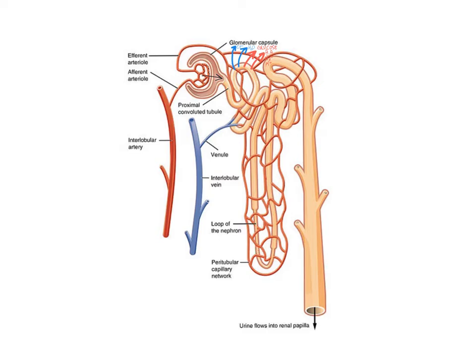This part of the loop, what we call the descending loop of Henle, is going to be permeable to water. That means it's going to let water move in and through this membrane or wall here. And when it does allow water to move through, it's actually going to cause water to move out passively. So I'm going to draw that in again as H2O.